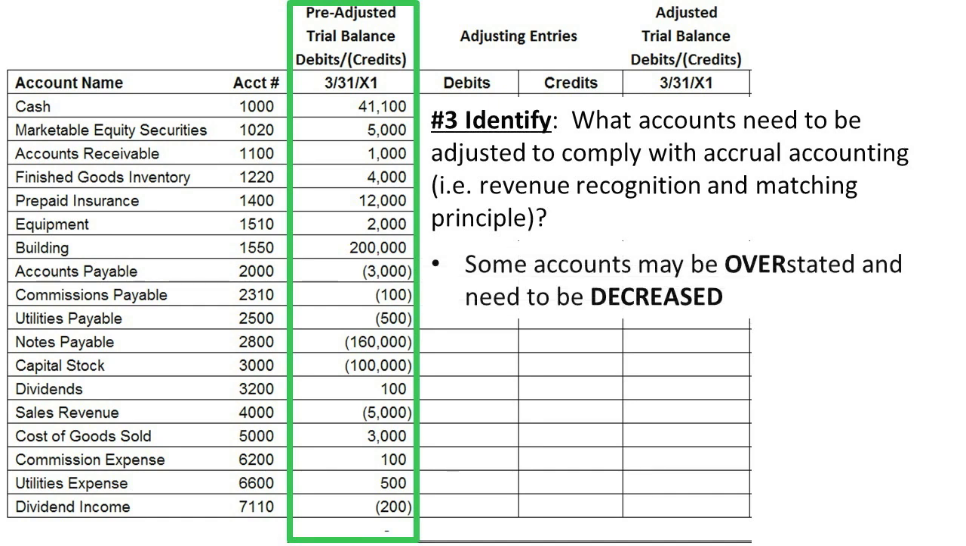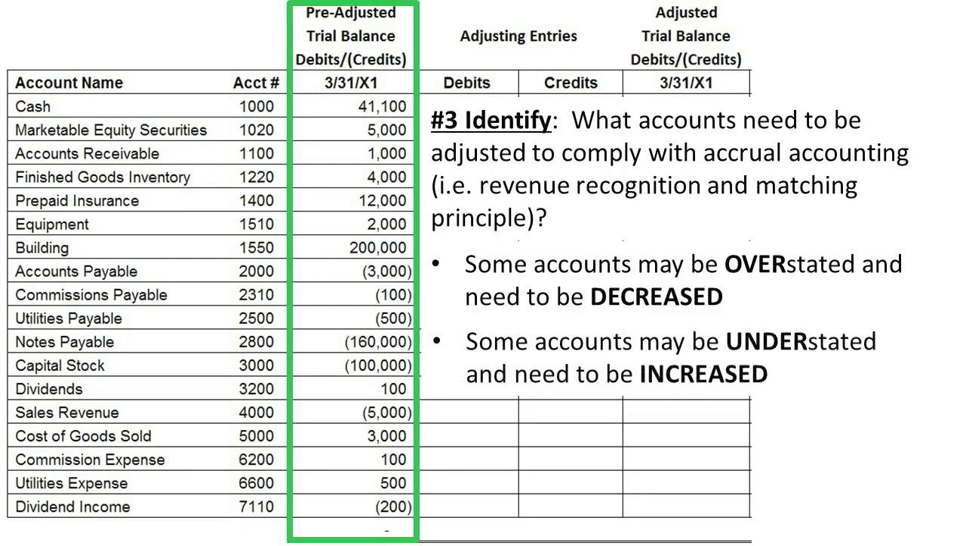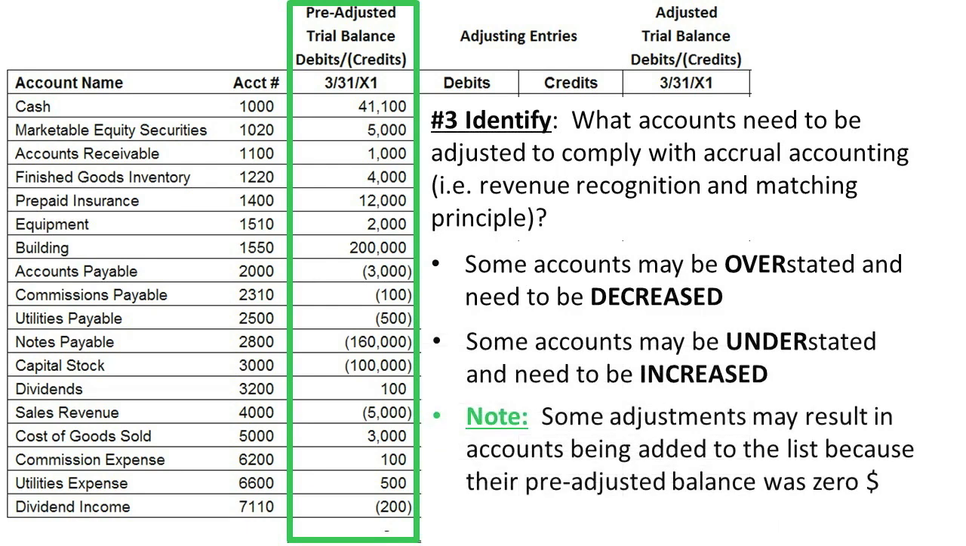As we review these accounts, we may discover that some accounts are overstated and need to be decreased. Some accounts may be understated and need to be increased. In addition, some adjustments may result in accounts being added to the list because their pre-adjusted balance was zero. For example, you don't see any interest expense here, but since you have a note payable, the adjusting entry to accrue interest expense will result in an interest payable and an interest expense account, which currently isn't on the list. That may result in some accounts being added.